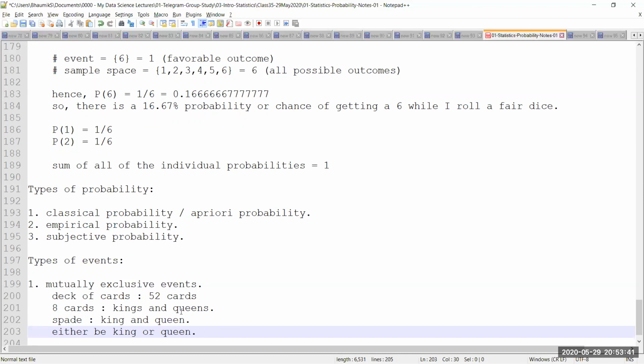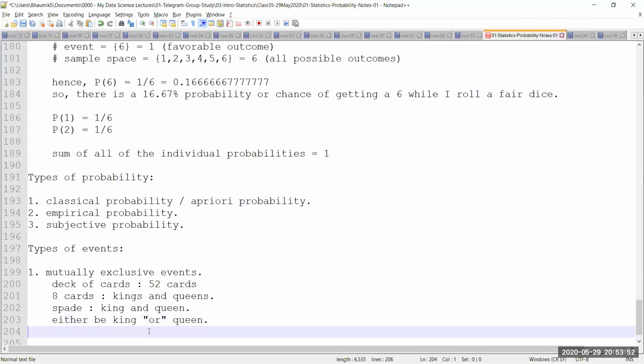So this word is going to be important here. The most important word over here is "or". It is either going to be king or queen. When you look into the mathematics, that "or" is going to come into the picture. Mutually exclusive events are two events A and B which are said to be mutually exclusive if the occurrence of A precludes the occurrence of B. So if event A occurs, B cannot occur, and so on.